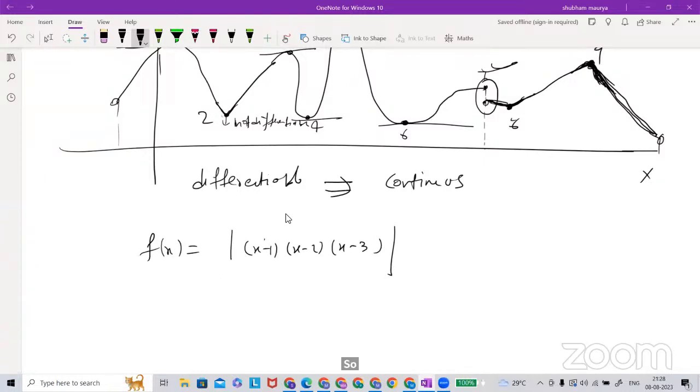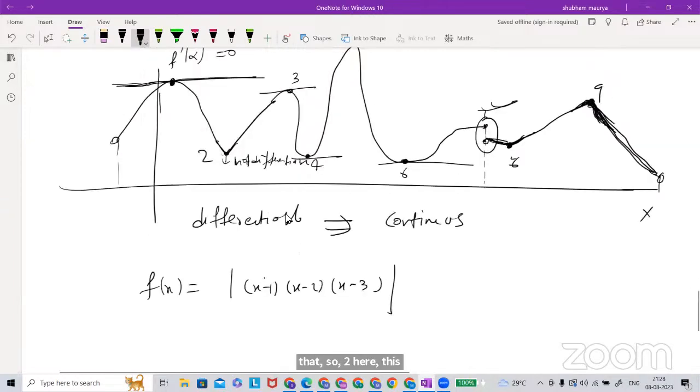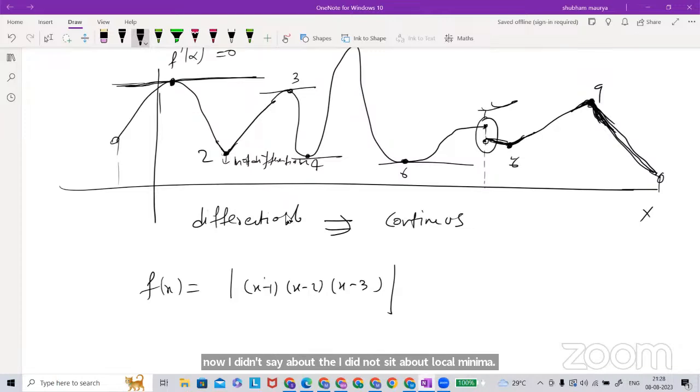So at 2 here, yes, at point 2. No, till now I did not say anything about local minima. I just said this is going to be a critical point. So critical points, is it clear?